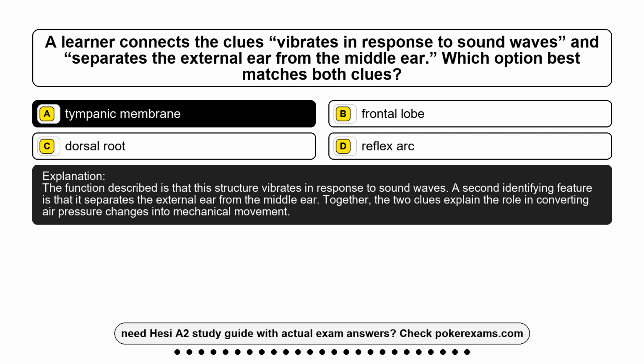The function described is that this structure vibrates in response to sound waves. A second identifying feature is that it separates the external ear from the middle ear. Together, the two clues explain the role in converting air pressure changes into mechanical movement.